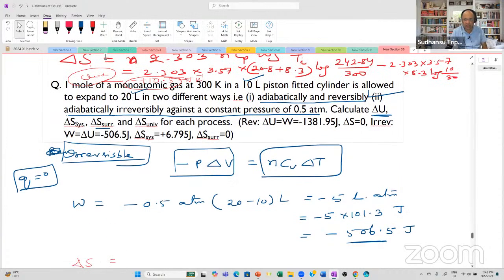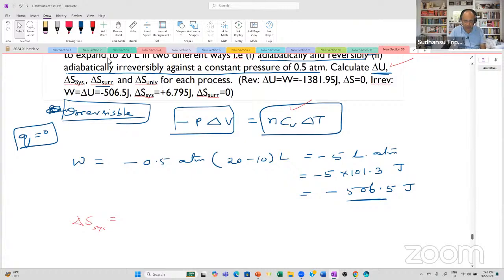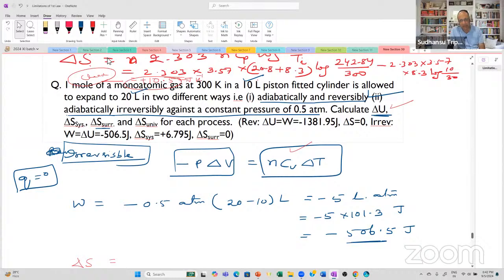There is no need for using this Cp delta T to find temperature because it is not asking to what temperature it will drop down. There is no requirement in this question. So delta U we have already done. And then we find out delta S, what expression. But in any case, you have to know the temperature, right?